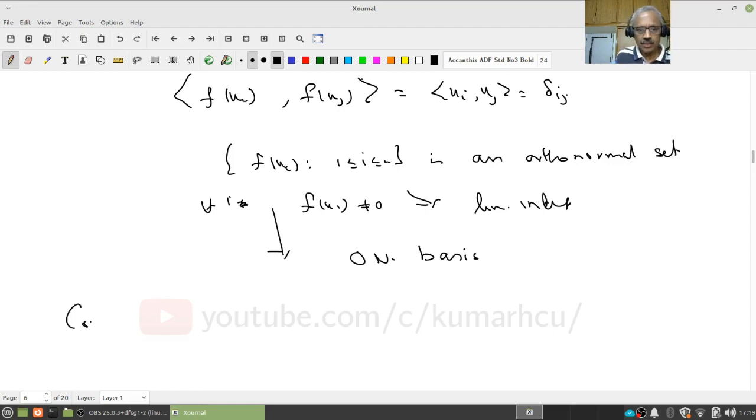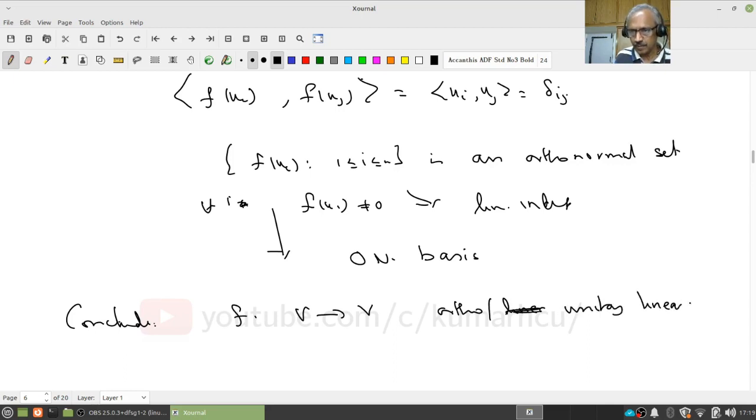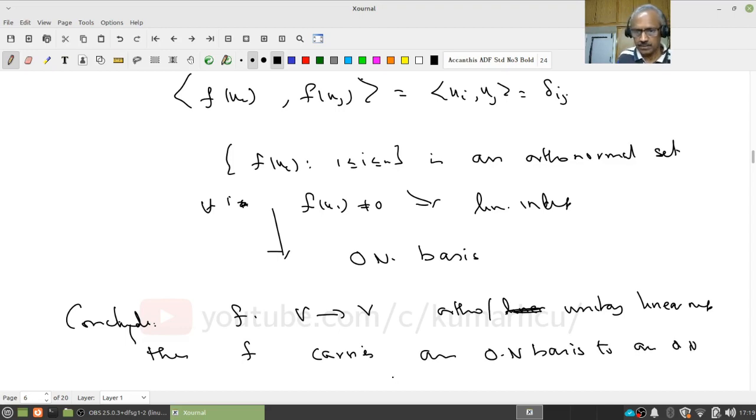So what do you think I have proved? So we conclude: if f from V to V is an orthogonal or unitary linear map, then f carries an orthonormal basis of V to an orthonormal basis of V. Okay, pause, review, proceed.